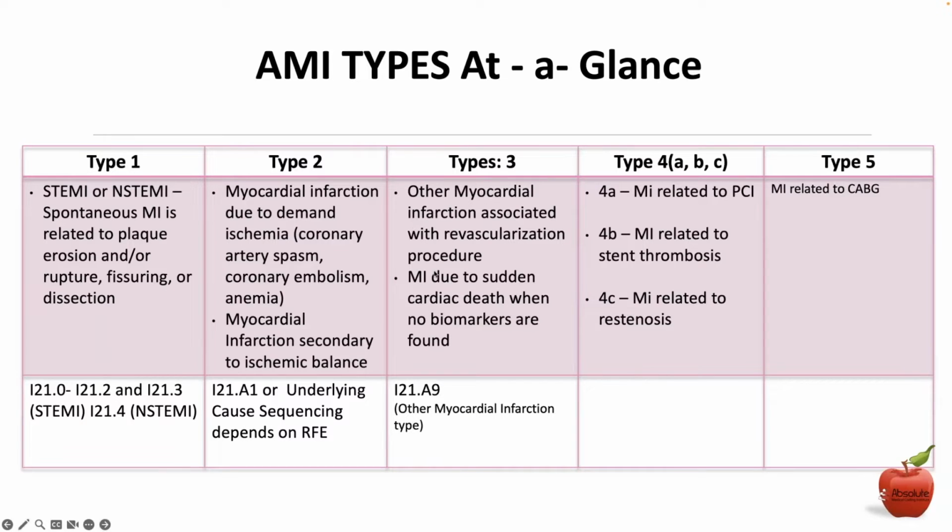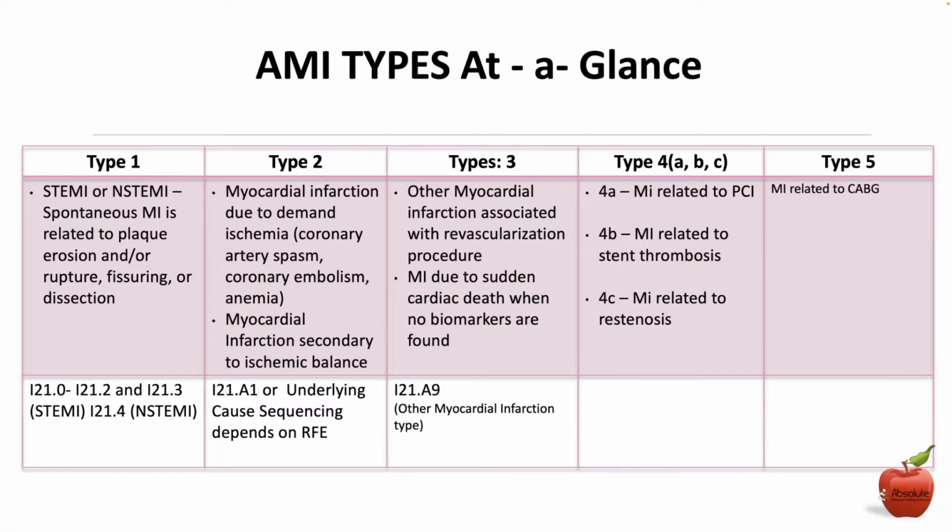Type 3, these are other myocardial infarctions associated with revascularization procedures, or MI due to sudden cardiac death when no biomarkers are found. Now, revascularization procedures are when they do percutaneous coronary intervention, and while they're in there doing the intervention, that's a type 3. Also, type 4, well, revascularization is a form of percutaneous coronary intervention, but revascularization is a lot more in depth.